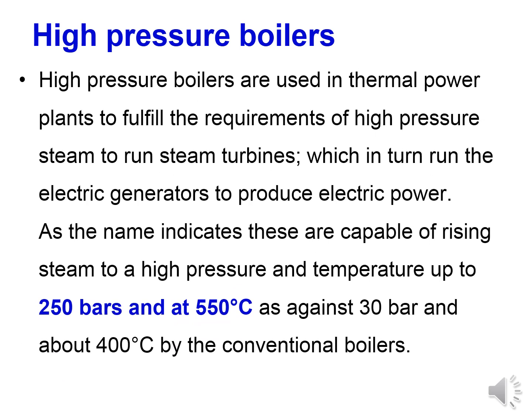So next, this part is all about burners, like the stokers we have seen. Now we will go to boilers, high pressure boilers that we are going to use. So what is the major temperature and pressure here? 250 bar and 550 degrees, against 30 bar and 400 degrees in the conventional boiler. So this is the high pressure boiler.